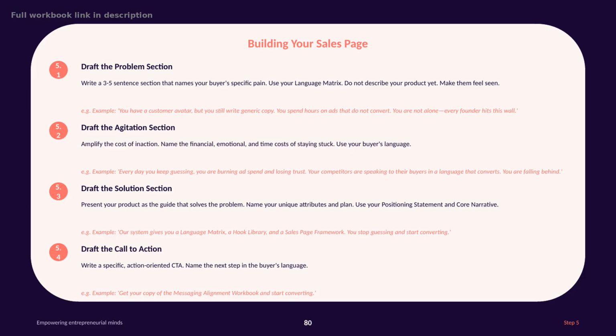Step 3. Draft the solution section. Present your product as the guide that solves the problem. Name your unique attributes and plan. Use your positioning statement and core narrative. For example, our system gives you a language matrix, a hook library, and a sales page framework. You stop guessing and start converting.